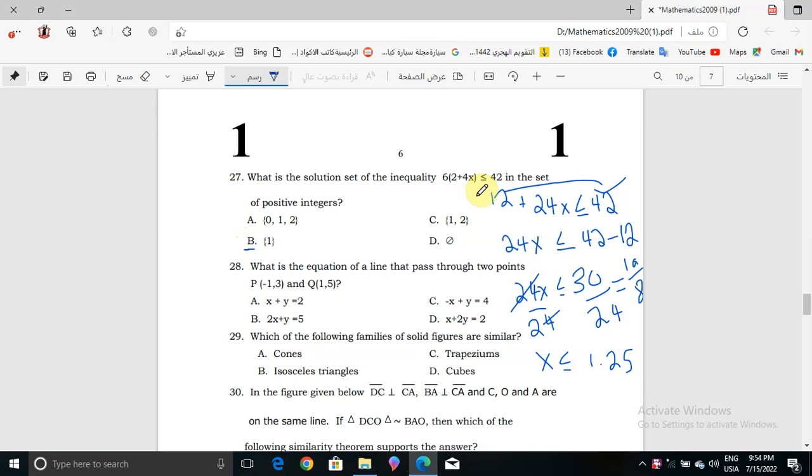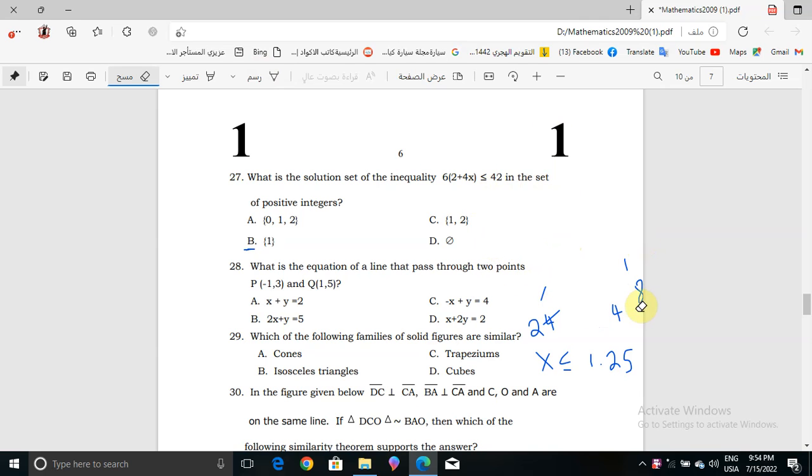Okay. Now in question number 28, it says: what is the equation of a line that passes through 2 points, P which is (-1, 3) and Q which is (1, 5)? Okay, let's solve it together.